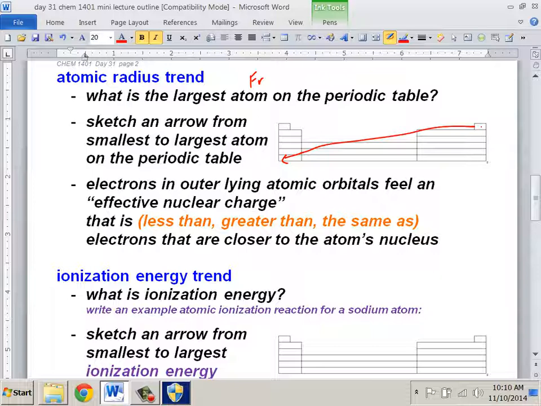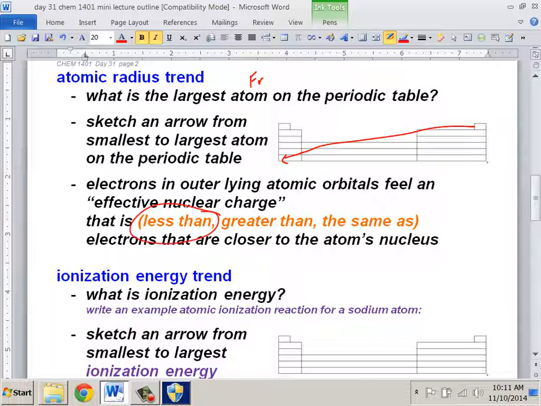Electrons in the outer lying atomic orbitals feel, Stephen, an effective nuclear charge. Now, electrons have what charge, Stephen? Electrons are negative, and that nucleus is what? Positive. So that's what they're talking about, the feel, that pull. So Giselle, electrons in the outer lying atomic orbitals feel an effective nuclear charge that is blank. Would it be less than? It's less than, right? And there's a couple reasons.